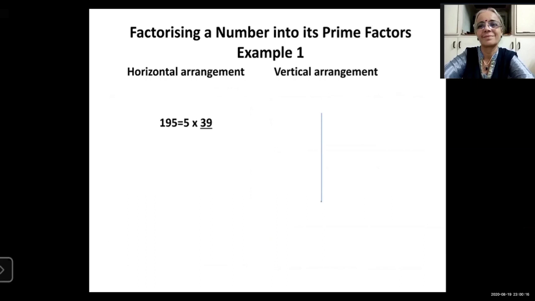195. Oh, at the unit place 5 is there. So it can be divided by 5. So I took out my rough book, I did the division, and I got the answer 39. Now 5 is a prime number. Is 39 a prime number? No. So 3 plus 9 is 12. That's why the number 39 can be divided by 3. So children, those who know tables can directly give the answer. And those who don't know tables need to go to the rough book or rough page and do the division.